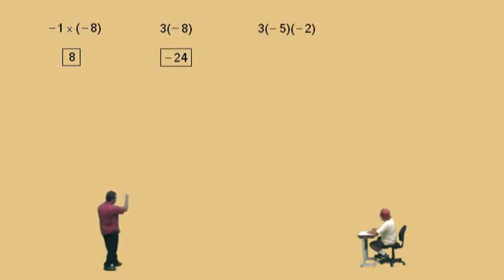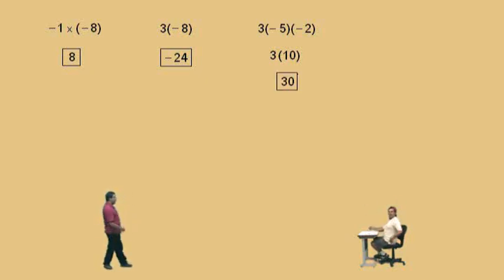Now, here we have 3 times a negative 5 times a negative 2. Remember, multiplication. Everything is being multiplied. We can multiply in any order. So we can kung fu this by first multiplying what, Charlie? Negative 5, negative 2. Negative 5 times negative 2 is equal to what? 10. Positive 10, because a negative times a negative is a positive, right? Bring down your 3. And 3 times 10 is what, Charlie? 30. Very nice there, Charlie.